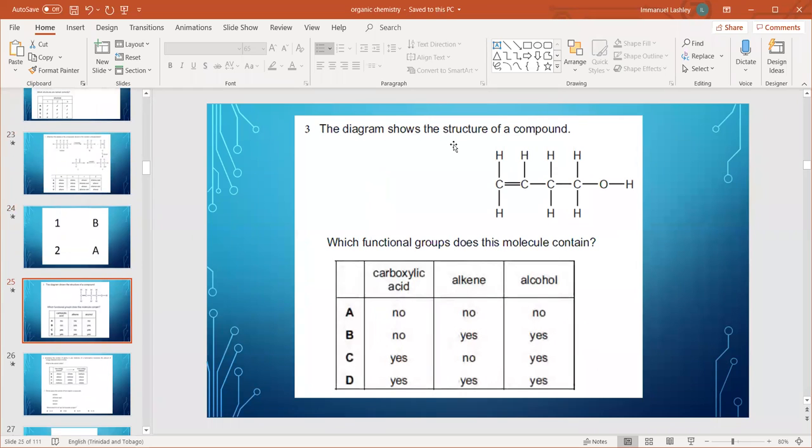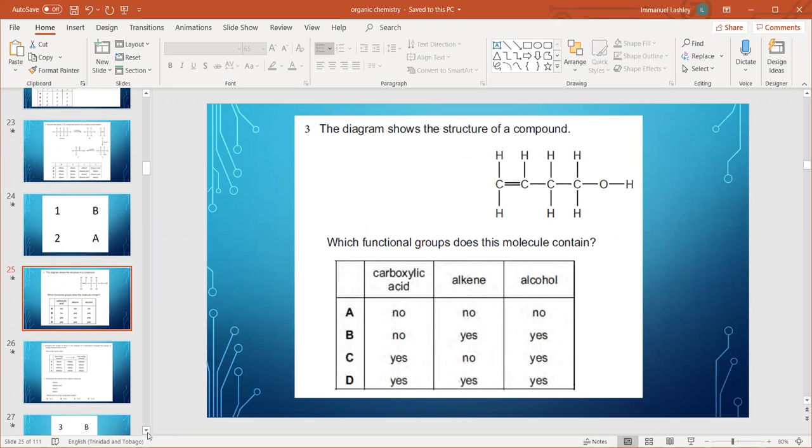Question 3. The diagram shows the structure of a compound, and you can see the structure in front of you. They ask you, which functional group does this molecule contain? So you ask yourself, does it have a carboxylic acid group? Are you seeing C double bond O, OH? The answer to that is no. So it's not a carboxylic acid, which eliminates options C and D. That leaves us with A or B as our answer.